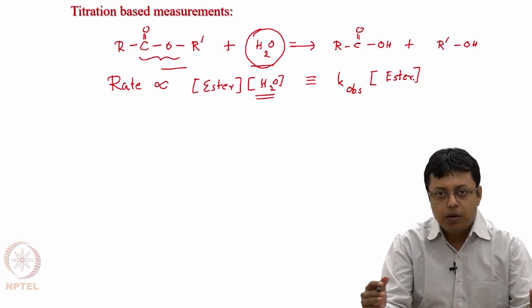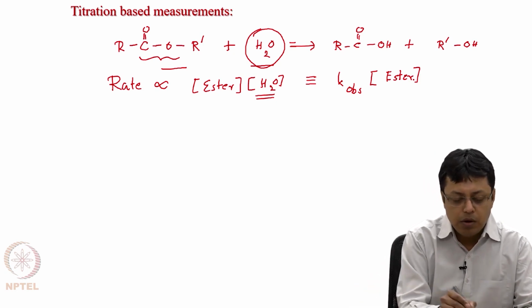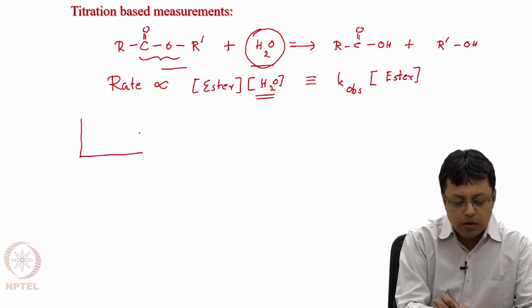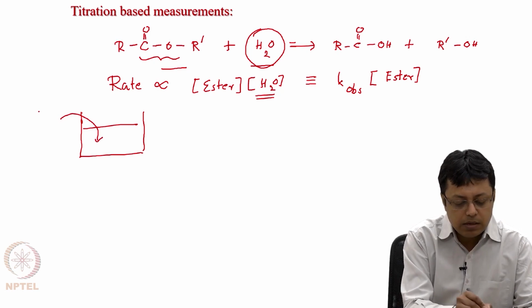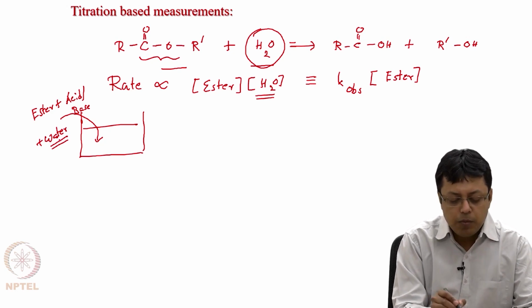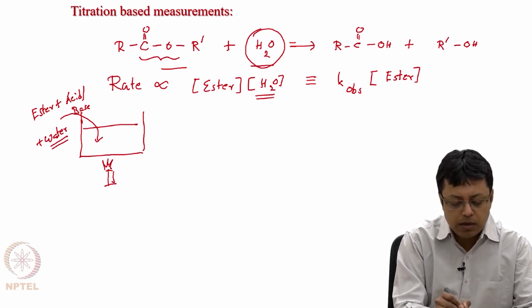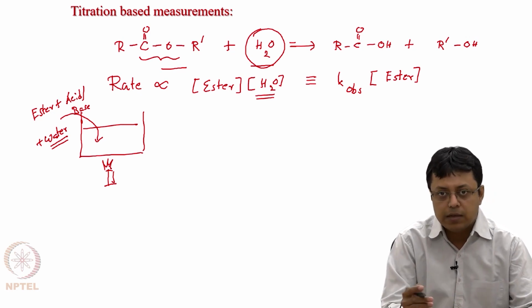Now when we do this experiment in the lab, in order to give some activation energy to the reaction, particularly for the base catalyzed reaction, you mix the ester and acid or base together, and the medium is of course water, and this water is present in large excess. You put everything together and then you heat the solution mixture so that the reaction reaches an optimum rate.